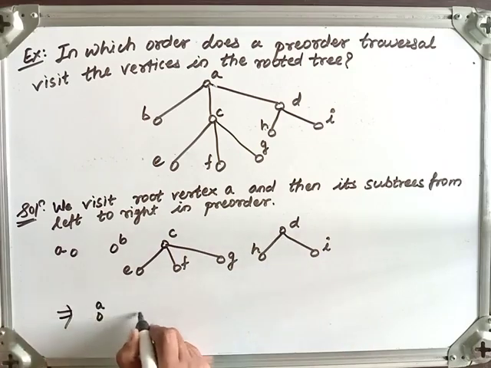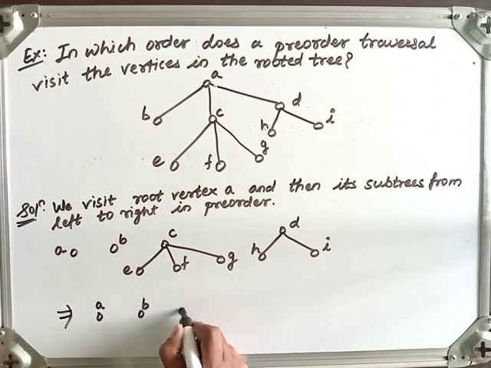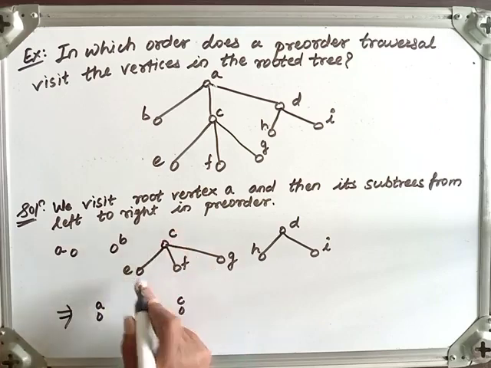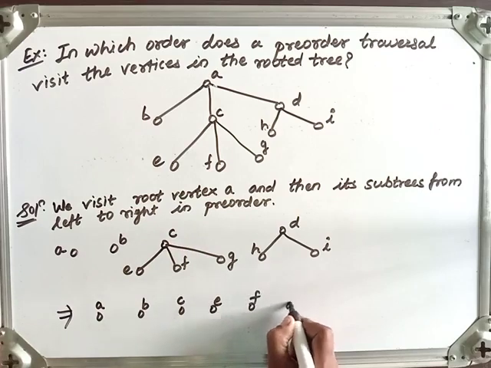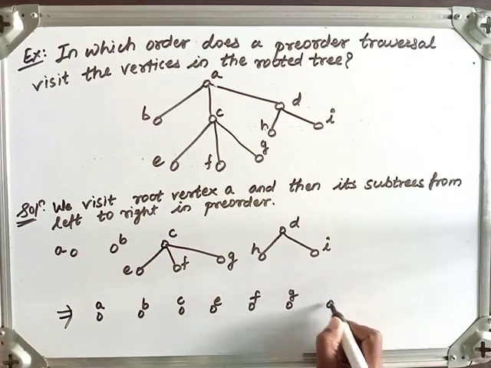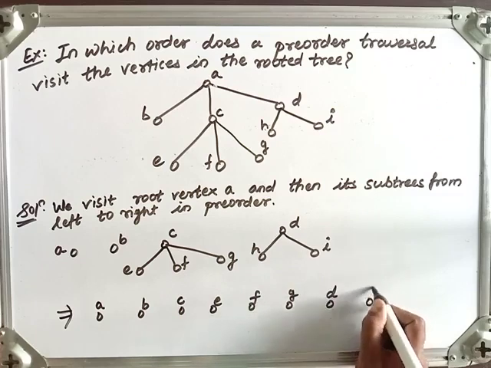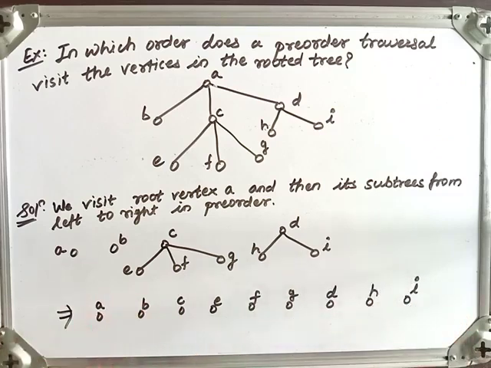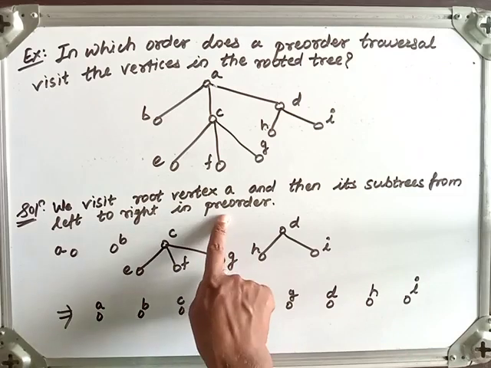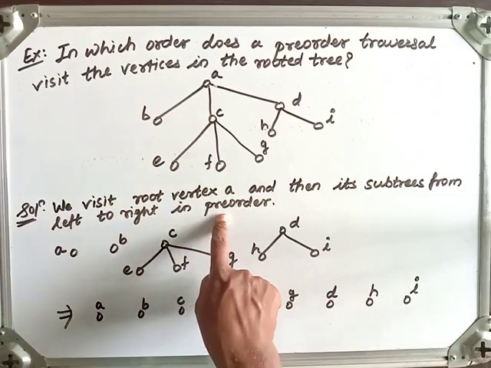So here A, then B as it is, then we will get C first, then we will visit E, then F, then G, then D, then H and then I. Right? This is the final answer. This is the way for visiting these vertices with preorder traversal here.